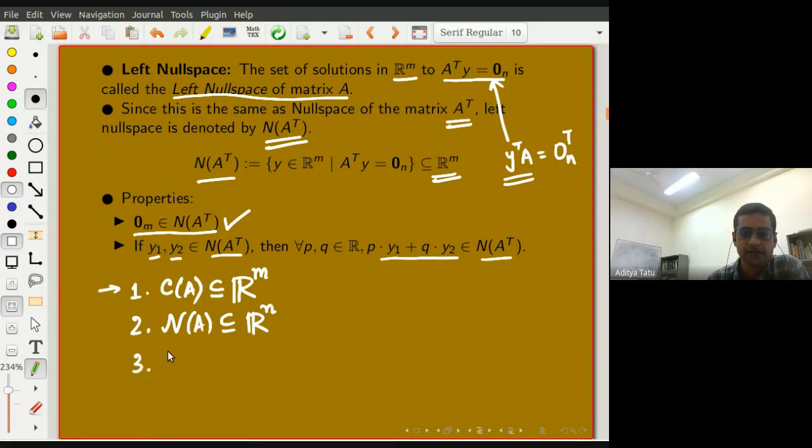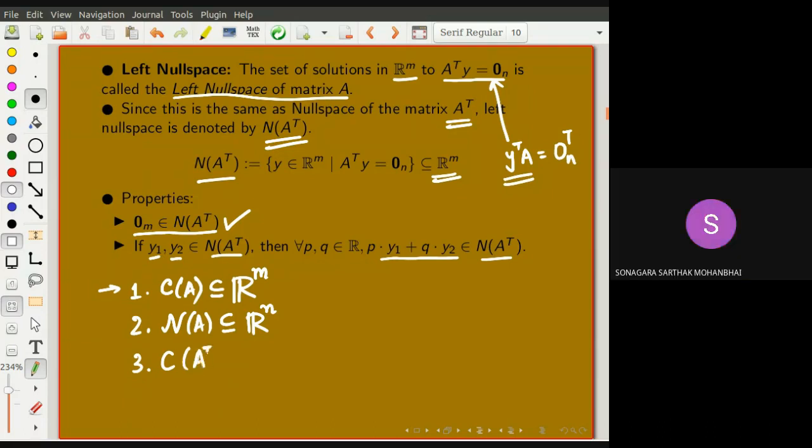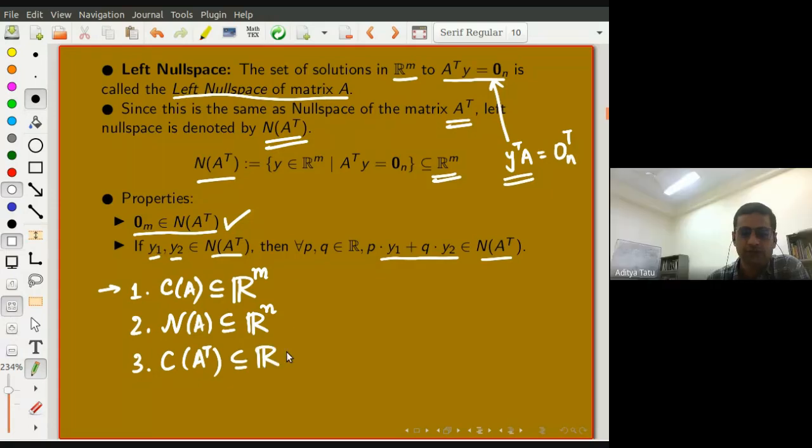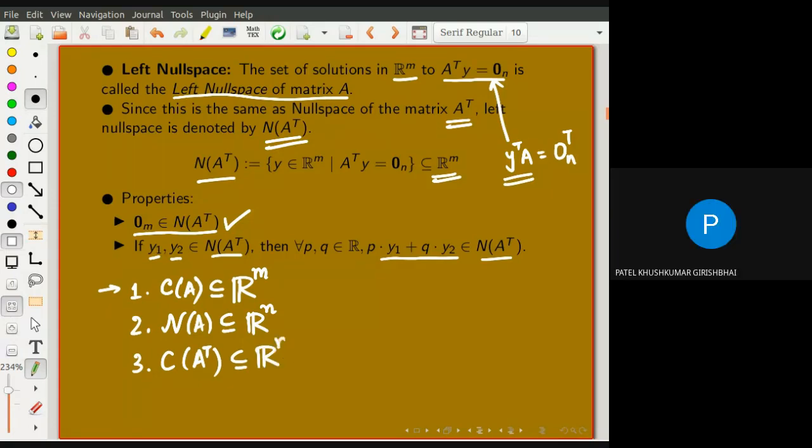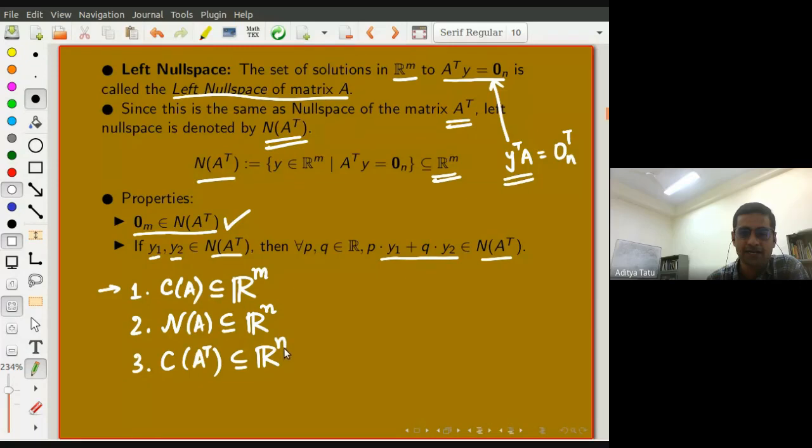Third, row space is a subset of Rn. M or N? N. Yes. The fourth one is just there in the slide, the left null space. This is a subset of Rm.